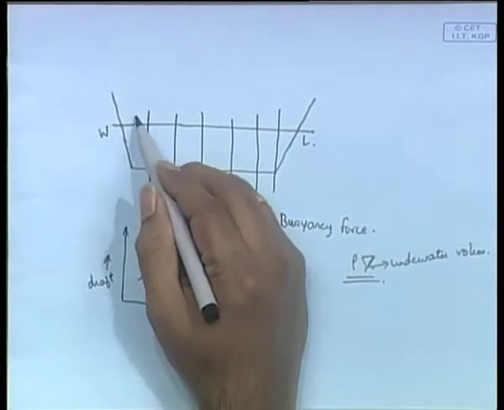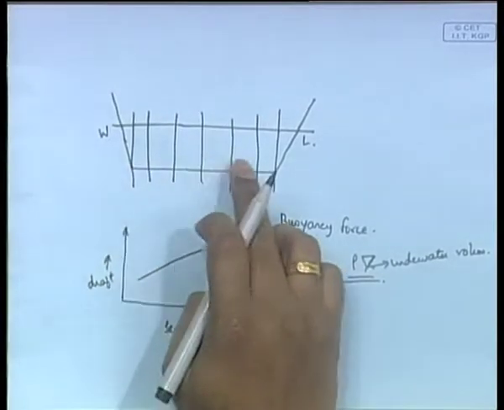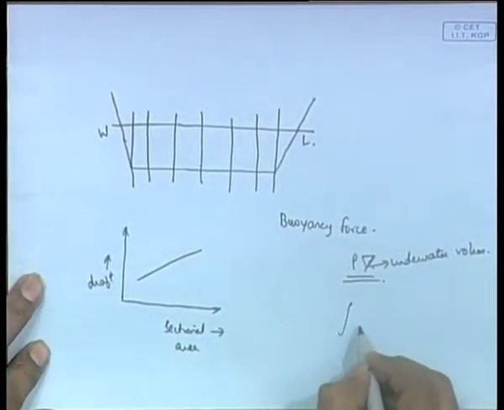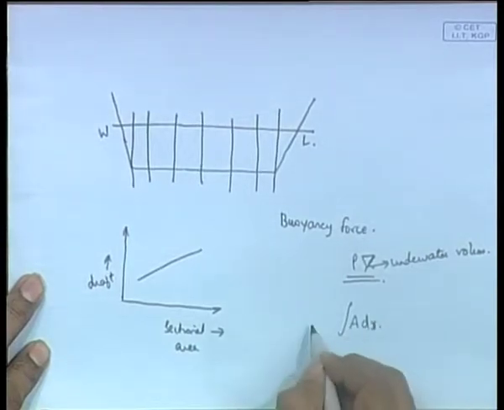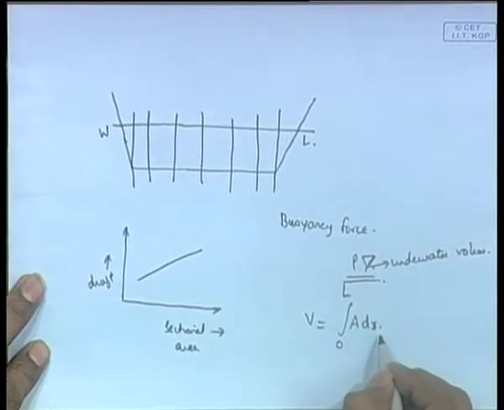how will you find the volume of the ship? Question 1. Suppose you have the Bonjeans at different stations, how will you find the volume of the ship? It is very simple. You integrate the areas, or you Simpsonize the areas, and you will get the volume of the ship. The integral of A dx from 0 to L gives you the total volume of the ship.